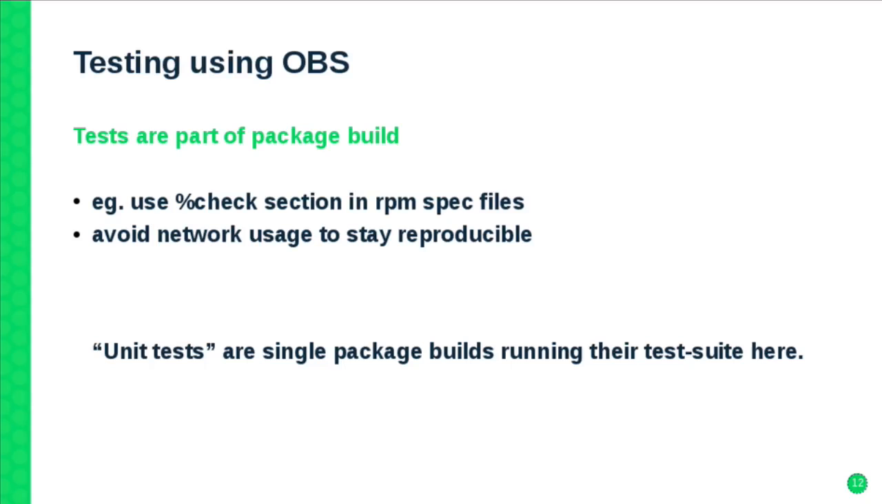The biggest problem here is that usually you don't have network access. At least in our build service instances, you have no network access for two reasons. For one, for security reasons, but also if you added network access, you would rely on an external source, so the build is not reproducible anymore. And the most important thing we want to achieve, at least with our instances, is that our builds stay reproducible.